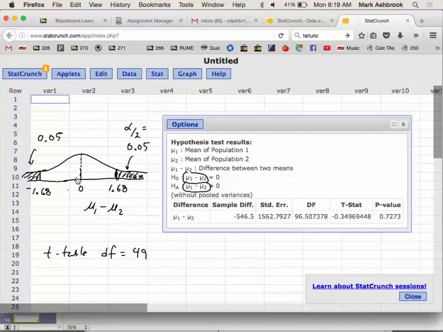Okay, so this is what? This is number of standard deviations on our variable. And our variable is the difference of the means. The variable is the difference of the means. Okay, so what was our test statistic? Negative 0.35 right here.